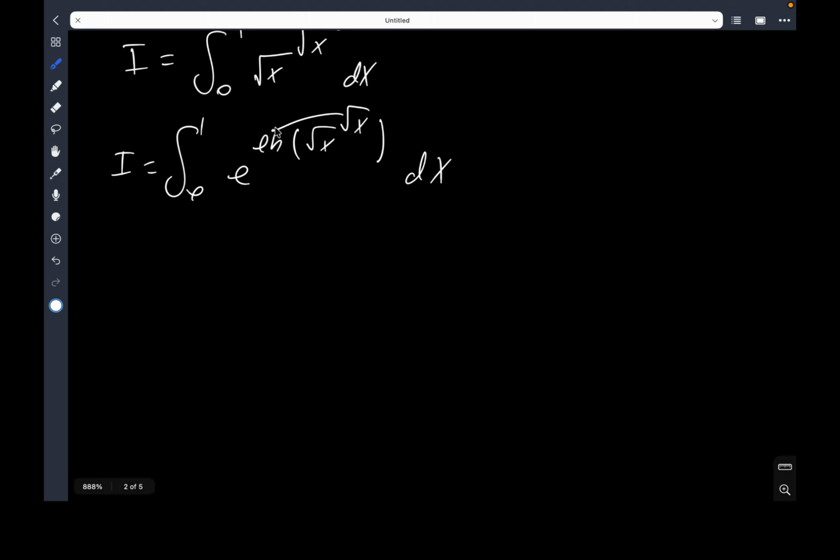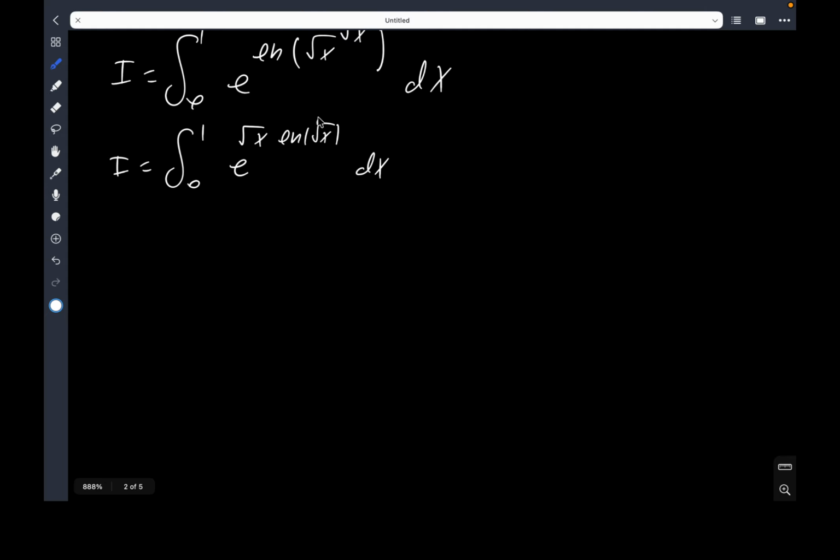And for example, in here, I can move this coefficient here, which means that my integral is going to become the integral from 0 to 1 of e to the root x ln of root x dx. And I can move this radical out of here, which means that I'm going to have the integral from 0 to 1 of e to the half root x ln x dx.